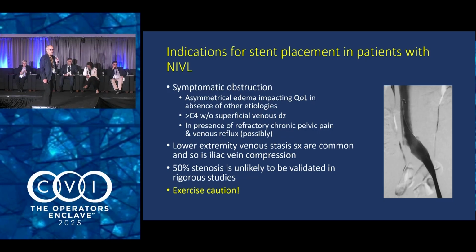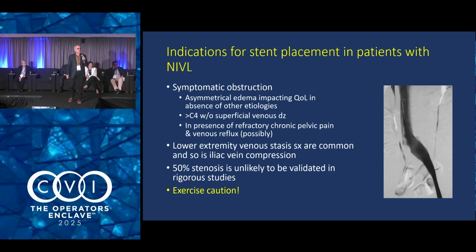Indications for stent placement, really symptomatic obstruction. I keep coming back to that. Asymmetrical edema impacting quality of life, absence of other etiologies that Dr. Carman just mentioned. Really got to be C4 or more disease, okay? In presence of refractory chronic pelvic pain and venous reflux, possibly. It's becoming in vogue now. Again, everybody gets the pelvic venous disease and pelvic congestion, and everybody wants to put a stent in there. You don't necessarily need it in all of them.